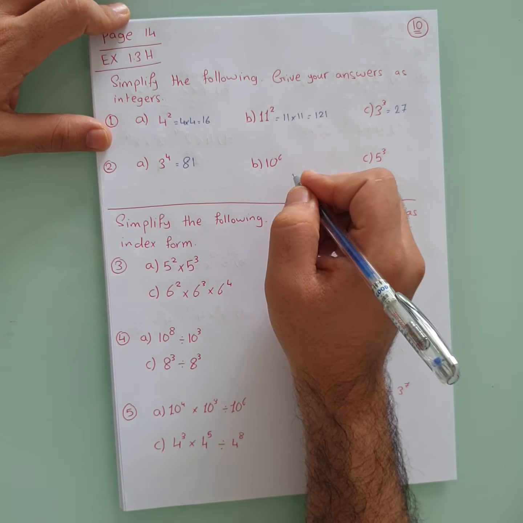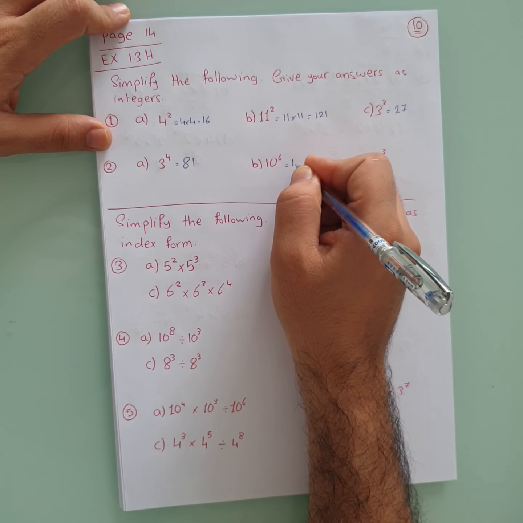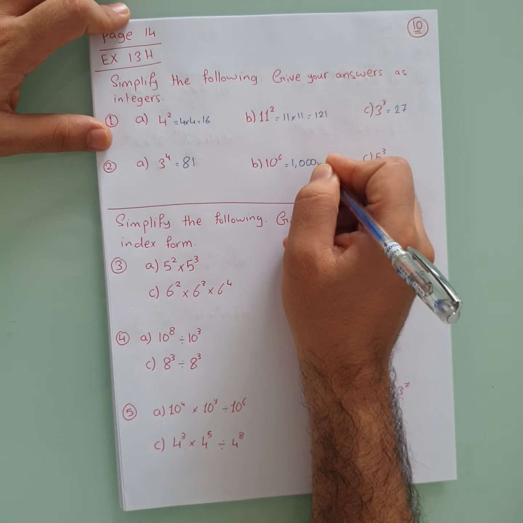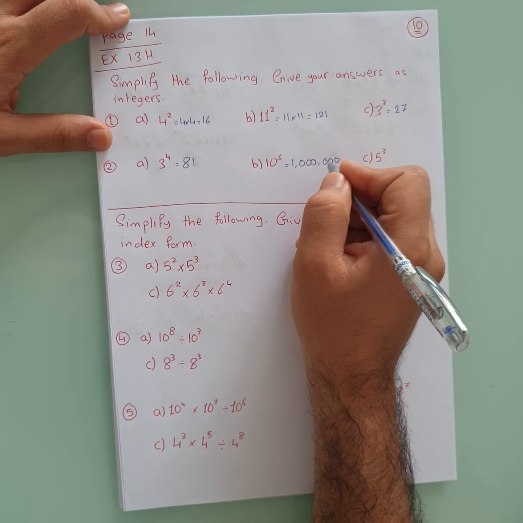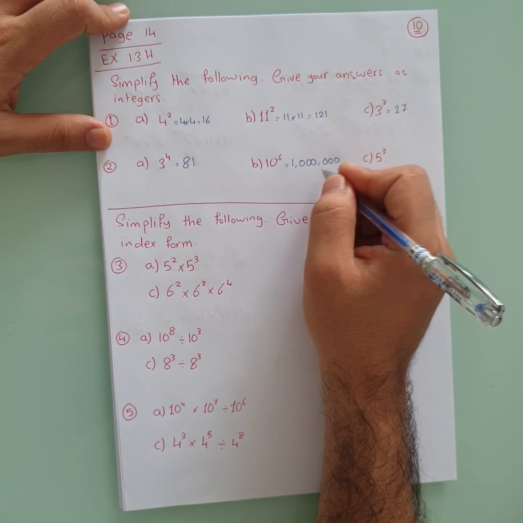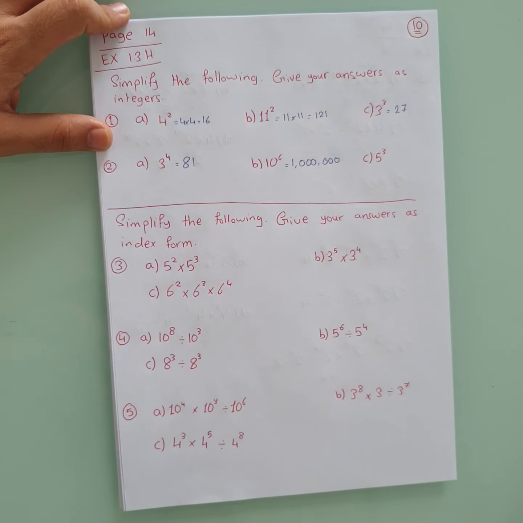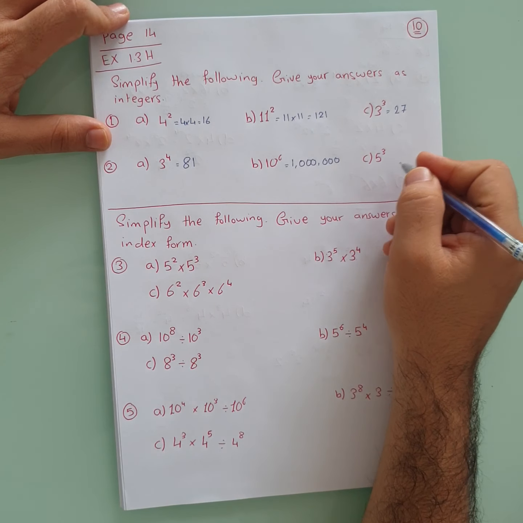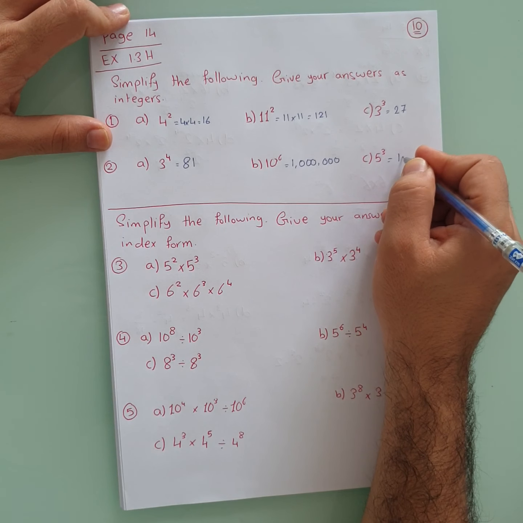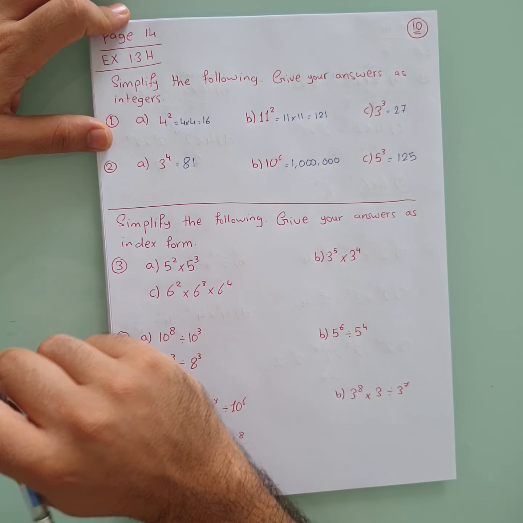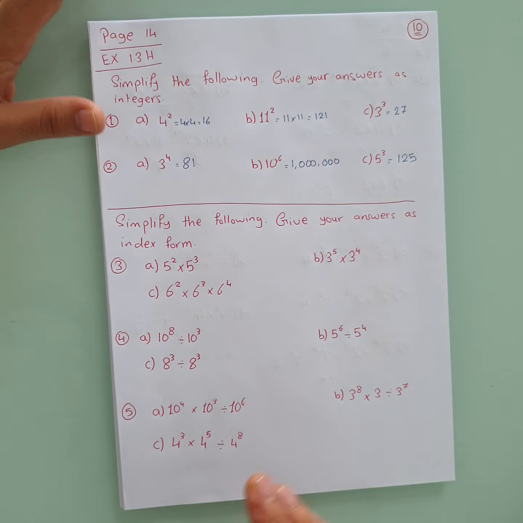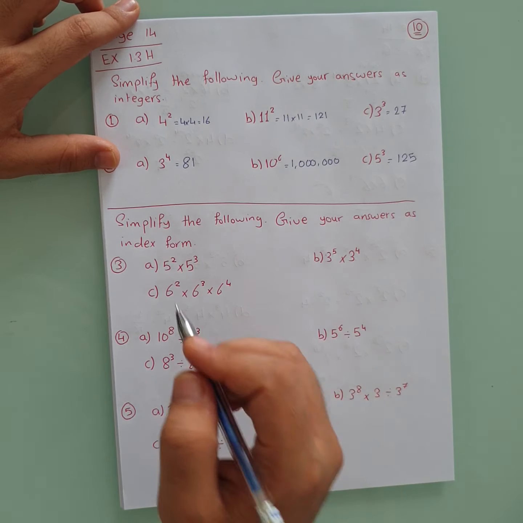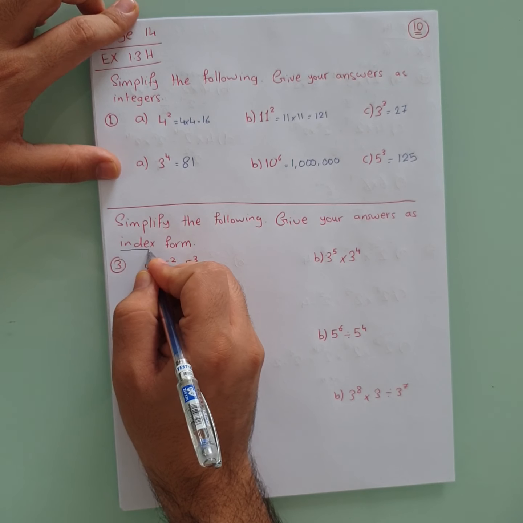Okay, 10 to the power of 6, that means 1, and then put 6 zeros. So 1, 2, 3, 1, 2, 3. This comma here is just to make a difference between each 3 zeros. 5 to the power of 3 is 5 times 5, which is 25, times 5 is 125. Very easy.